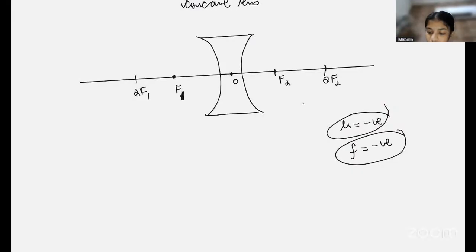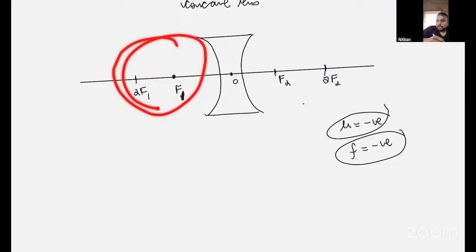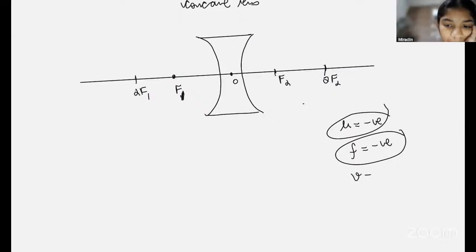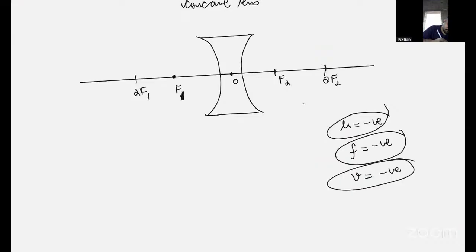And where do we get the image in both cases? In both cases we get the image on the same side as the object. You always get the image here only, virtual and erect. So V will be positive or negative? Negative. Okay, so on the top of your copy, please mention this.